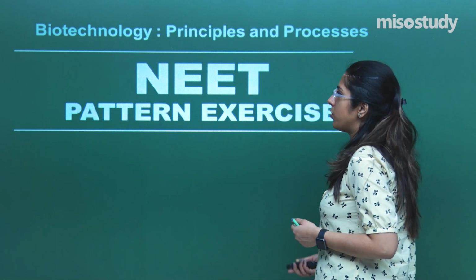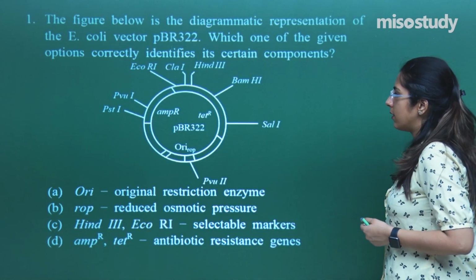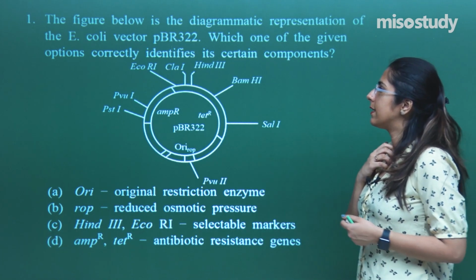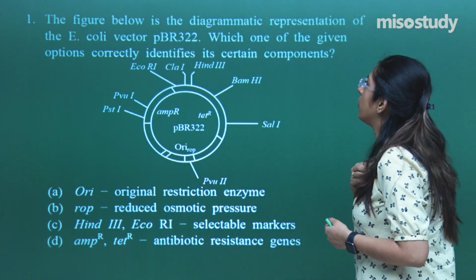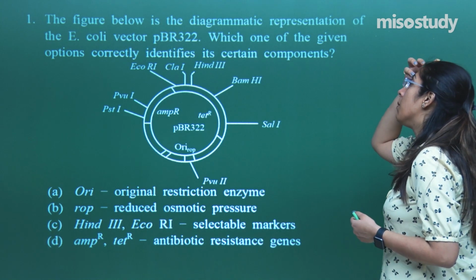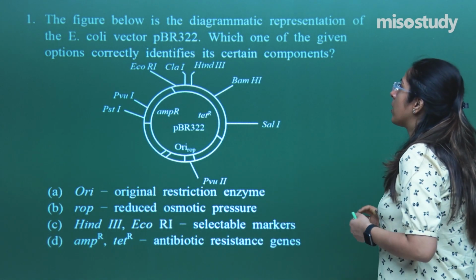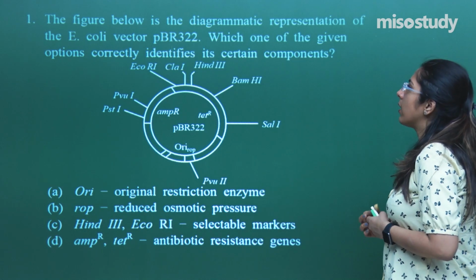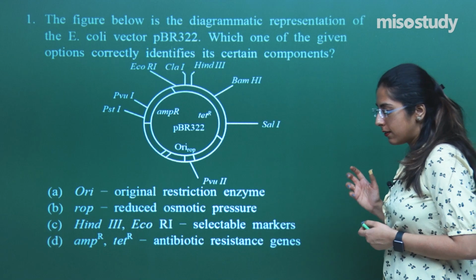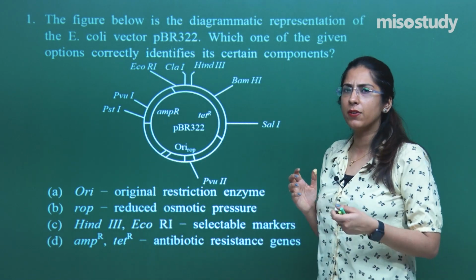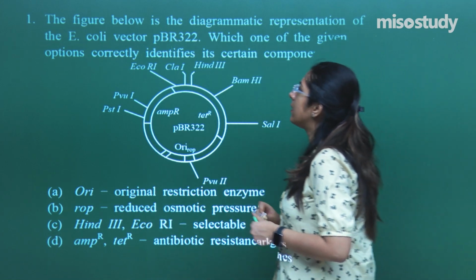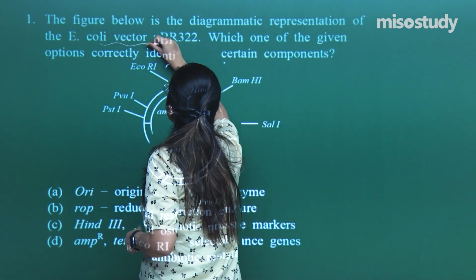Let's start the questions. This is the first question. It says that the figure below is a diagrammatic representation of E. coli vector pBR322. Which one of the following options correctly identifies certain components? This is a question which was asked in a previous NEET exam. They are saying that they have used one vector.